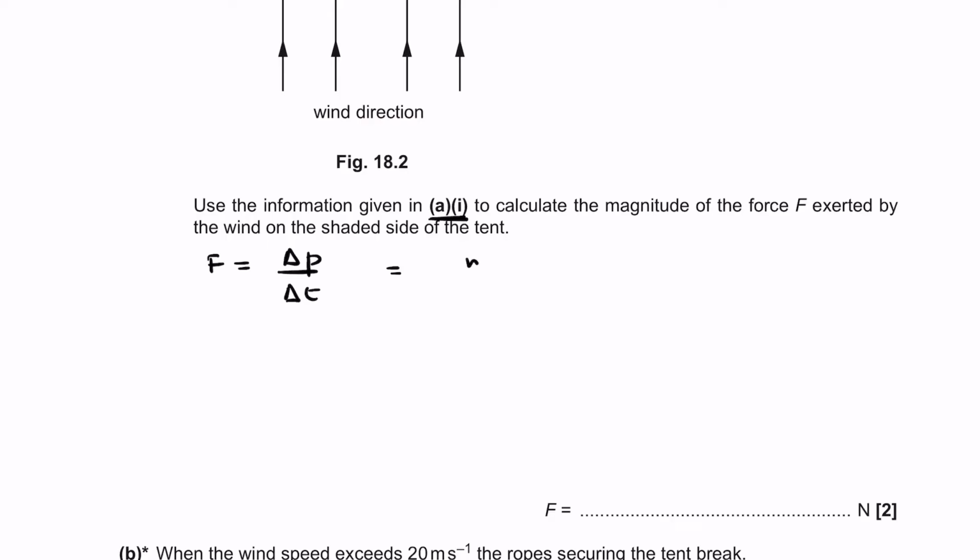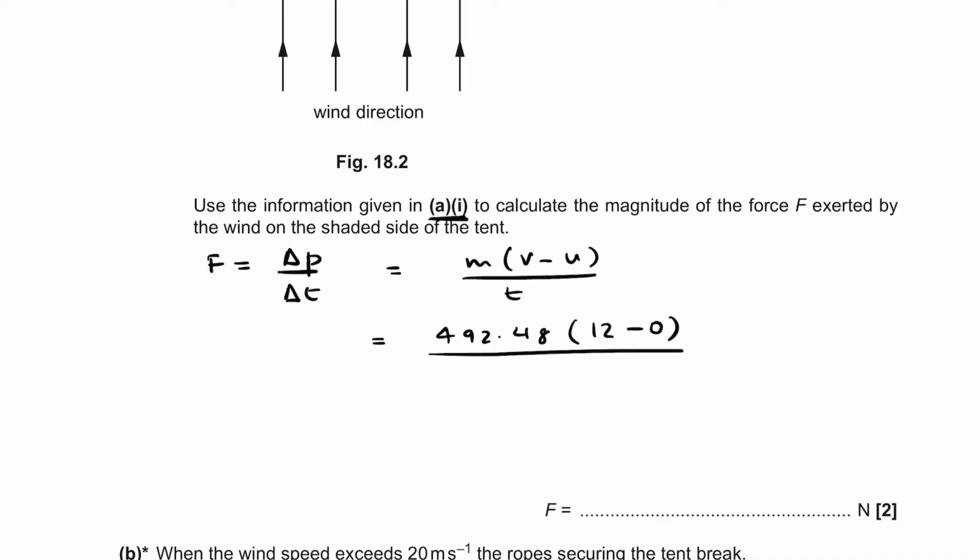So m(v minus u) over t: 492.48 times 12, minus 0, divided by 3. That is going to give me 1,969.92 newtons. If you round this to one significant figure, that'll be 2,000 newtons.